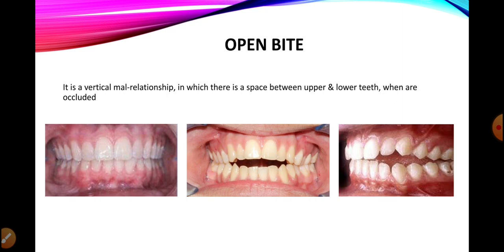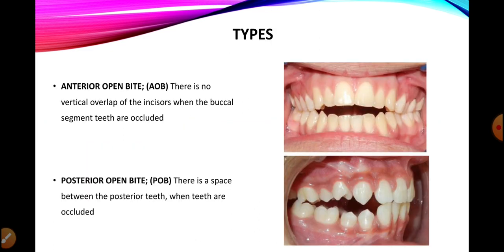So open bite is a vertical malrelationship, that is, it is happening in the vertical plane, and when the teeth are occluded, there are certain teeth that are not coming in their vertical overlap position. So we term this malocclusion as open bite. Now I'll be talking about the various types of open bite. There are various types of open bite. We'll be discussing them one by one.